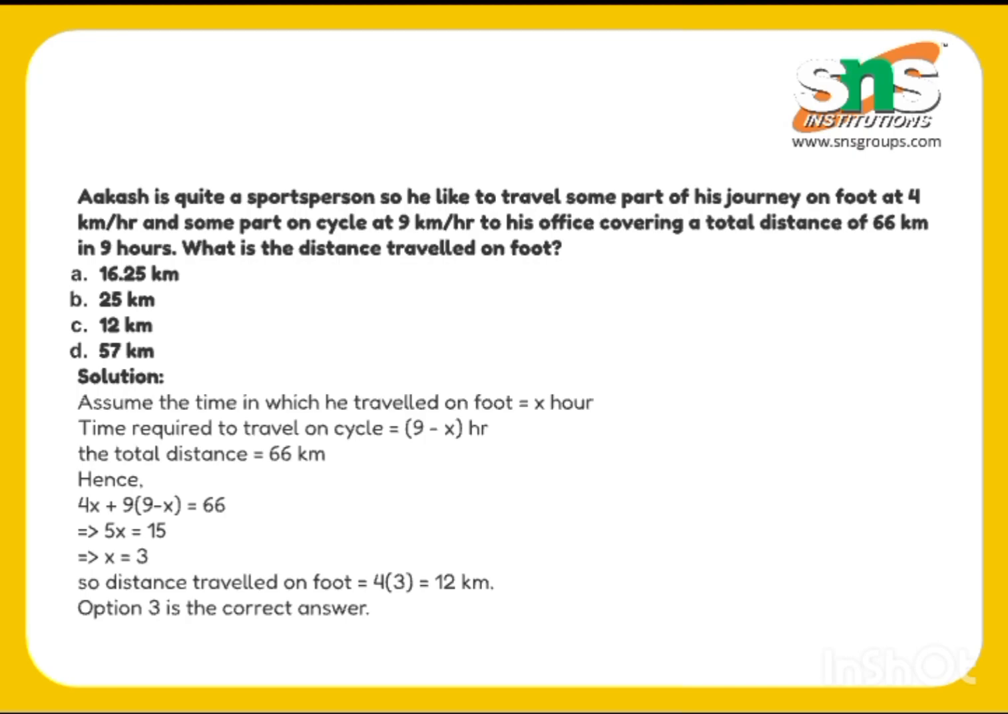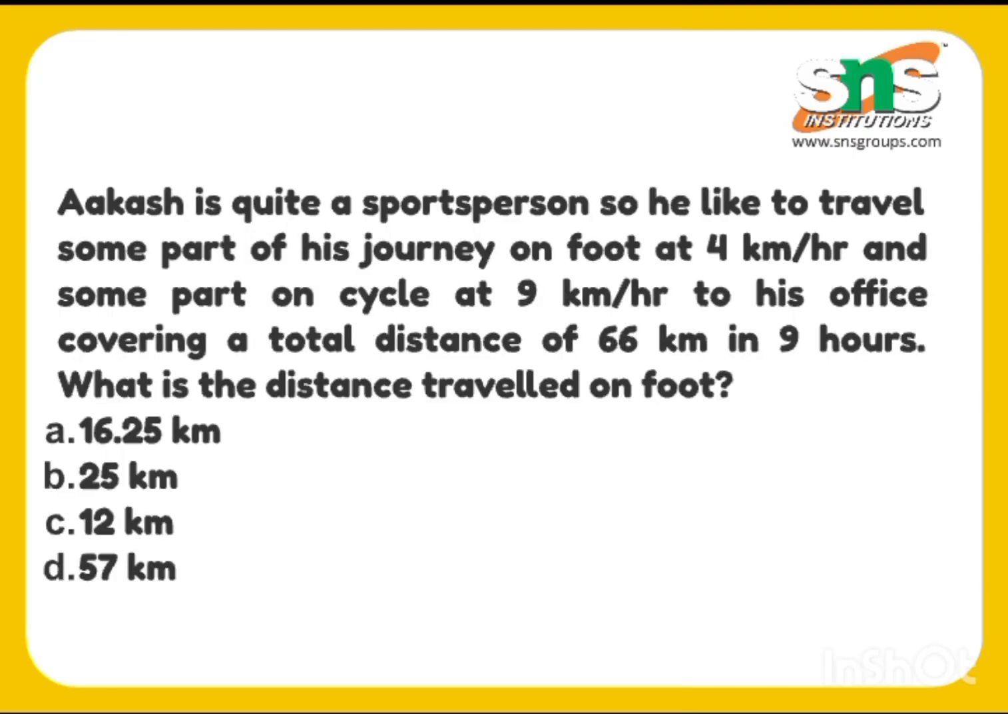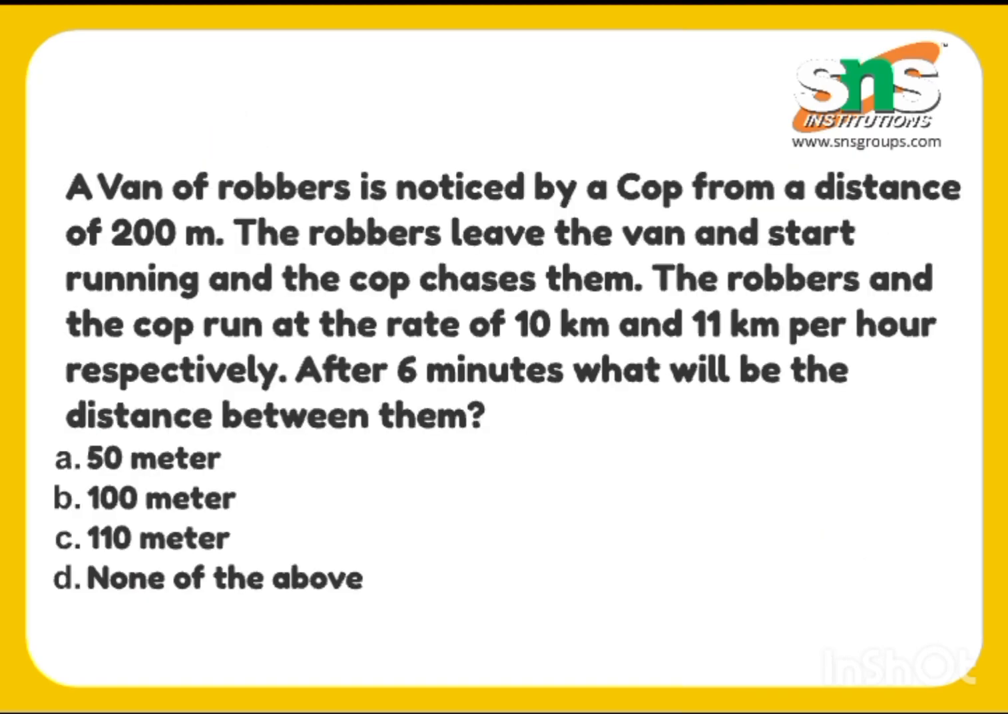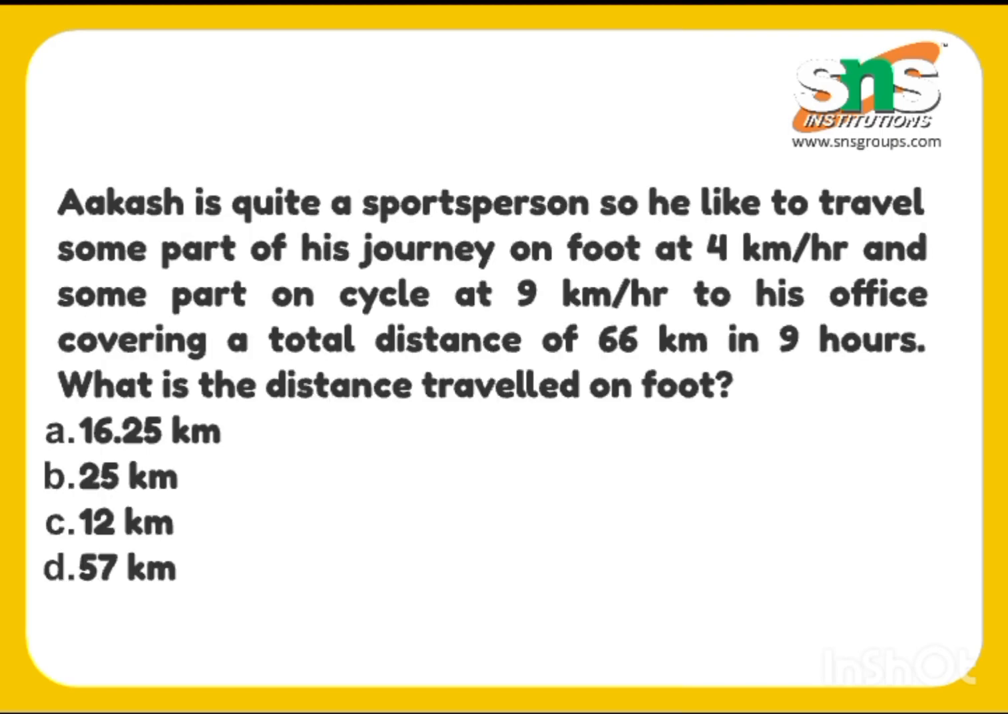Now let us assume the time in which he traveled on foot. We don't know how much time he has spent on foot, so that will be x hours. So the time required to travel on cycle will be 9 minus x hours. The total distance is 66 km. Now we already know distance is equal to speed into time. In the previous slide it is clearly given that distance is equal to speed into time. This is the basic formula we use to find the distance.